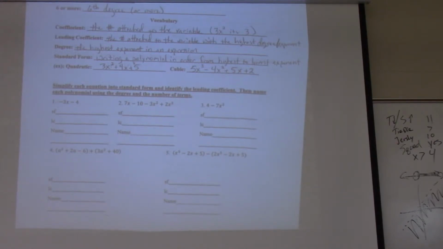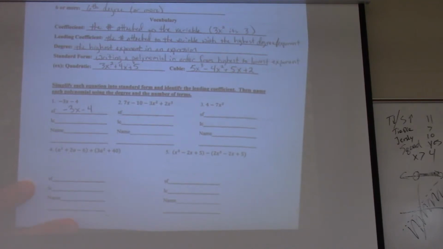Is it in standard form already? Yeah, because I don't have any squares or anything that I have to move around. So let's just rewrite it in standard form, which is literally just rewriting the problem as you see it. Okay. What's the leading coefficient? 3. Close. Negative 3. Okay. Because it is the term, the number attached to the highest exponent.